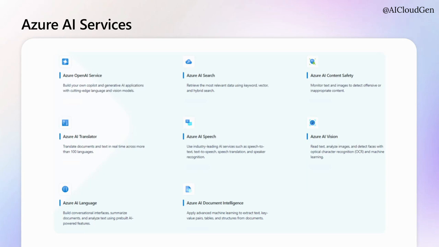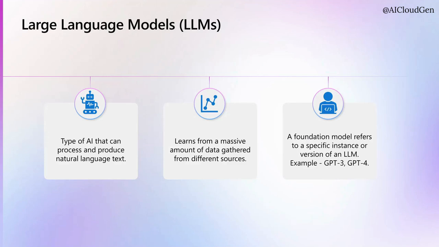Before I jump on to the Azure OpenAI service, I wanted to quickly talk about what we call the large language models, or LLMs. We have been talking about LLMs a lot, and it is good to understand what LLMs are. LLMs are basically pre-built AI models that have been developed and made available for our consumption. It is a type of AI that can process as well as produce natural language text.